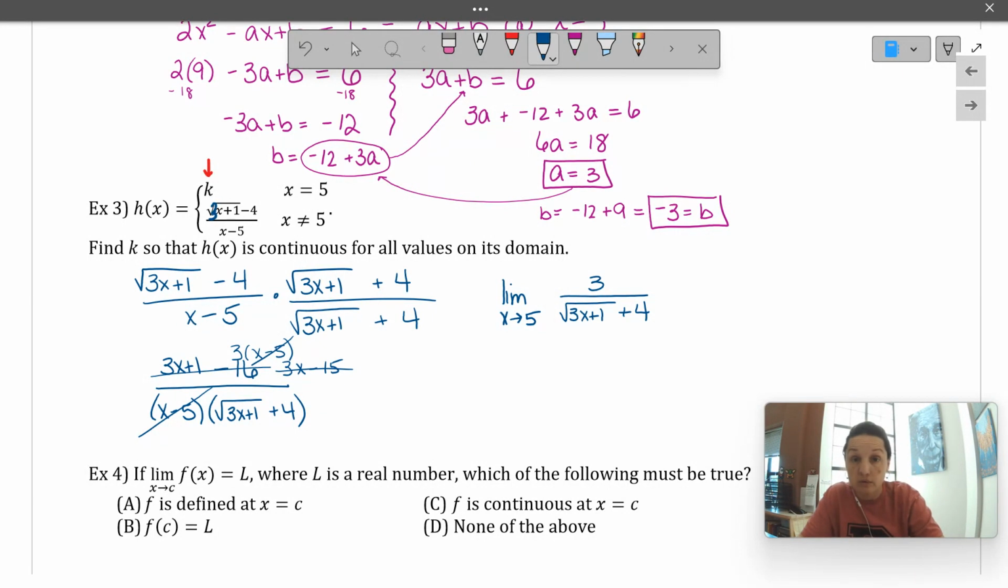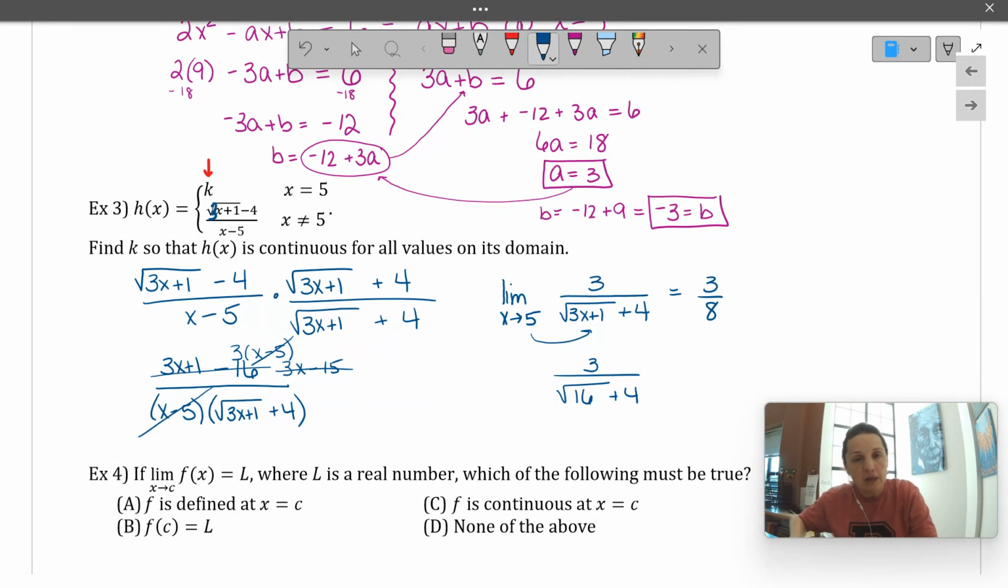This is difficult, okay? I'm not going to sugarcoat it. This part's hard. So you have to first realize that sticking the pieces next to each other with an equal sign, not going to work for you. Then you need to realize, oh man, I need to rationalize this. Okay, fine. And then after rationalizing, you need to realize, wait, I was trying to figure out what happens near 5. So now I'm going to plug 5 into here, and I'm going to get 3 over the square root of 16 plus 4, which is 3/8.